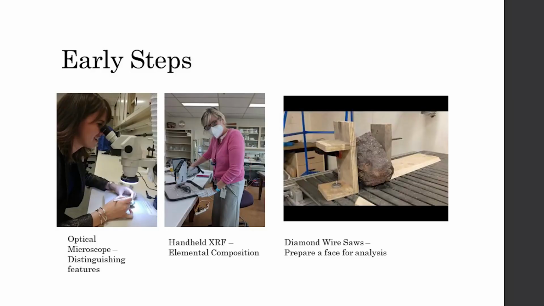Then we carry on with handheld XRF. And so we get help from people like Laura in the museum, who I'm so glad was also presenting today, because now you guys also know Laura in the middle there. So she helps us out with a handheld XRF. So this is looking at the elemental composition of the rock. And we're looking for whether or not it has materials in it that would have formed in space.